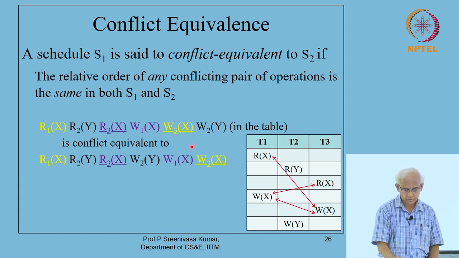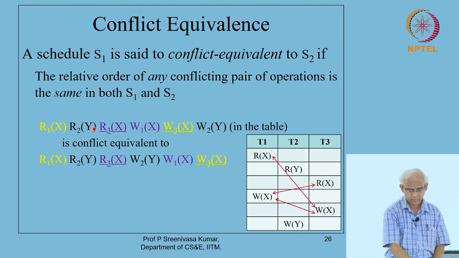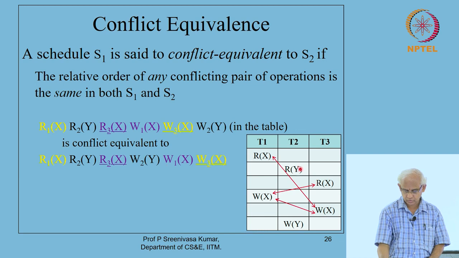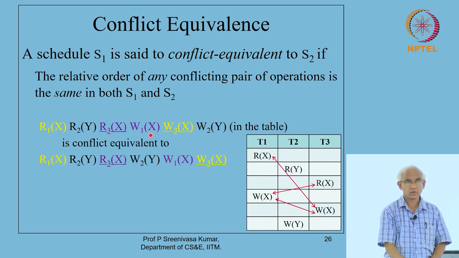So what exactly happened between this and this? What we just did is position this W2y a little inside. We pushed it up to this position, and then pushed these two operations down in the same order. Okay, and we got a slightly different schedule, but it is conflict equivalent to the upper schedule.